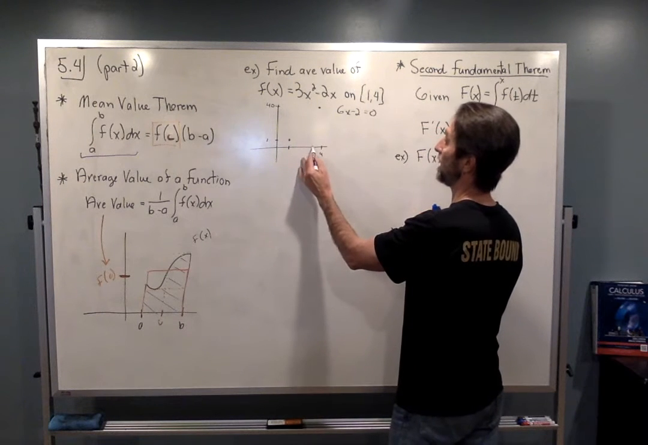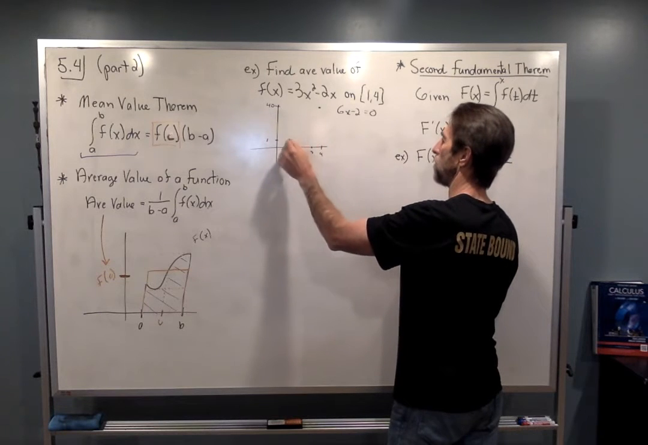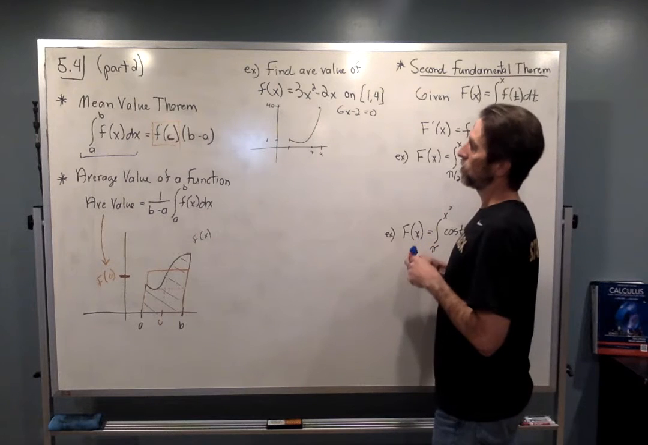Okay, so this thing is going to dip down, and at 3 would be the smallest number. In any case, it's some type of a parabola. Okay? So we want to find the average value of this function.